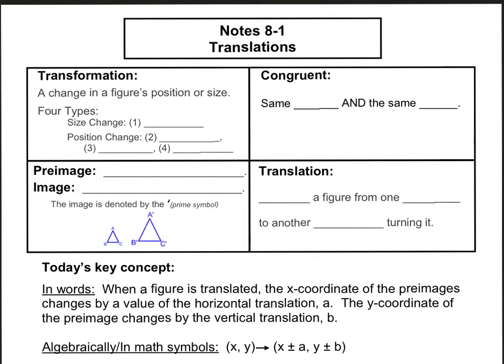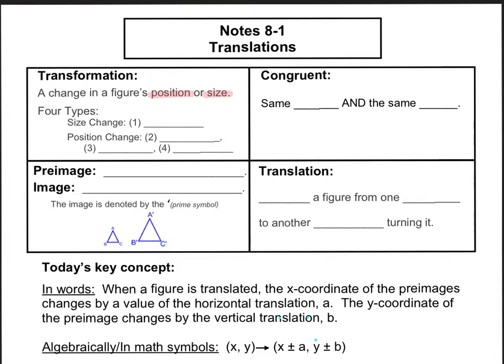There are 4 different types of transformations that we will talk about. Today we're going to start with translations. But first, let's describe what a transformation is. A transformation is a change in a figure's position or size. So there are, like I mentioned, 4 different types of transformations.